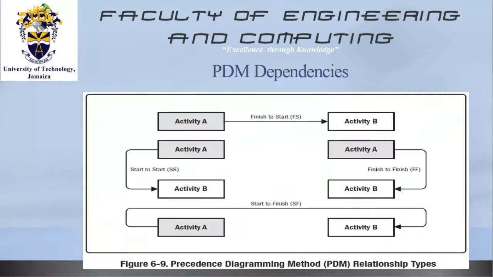Now, let us look at this graphic that outlines the different types of relationships when we speak to precedence diagramming. So we have what is called the finish to start relationship, and I'm going to give you examples of these. An activity A must be finished before an activity B can start. So that's a finish to start.